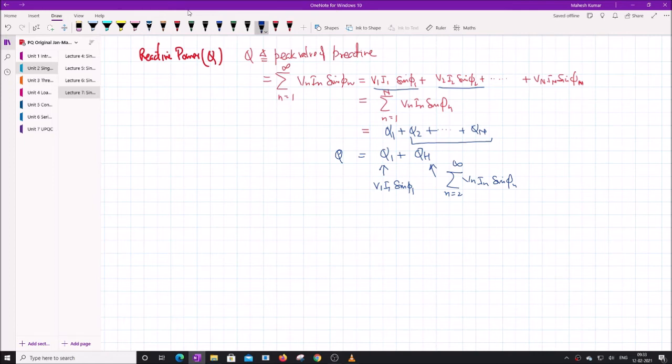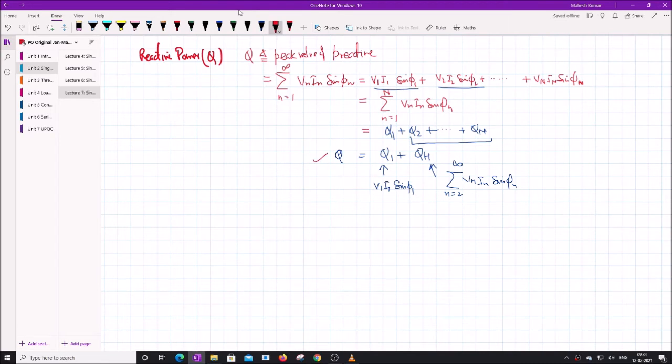This power is also called Budeanu's reactive power. I will explain it later on also. This definition of reactive power is the summation of all the peak values of the individual harmonics. Sometimes this is denoted as Budeanu's reactive power. We will see it later. So now we have defined P and we have defined Q.